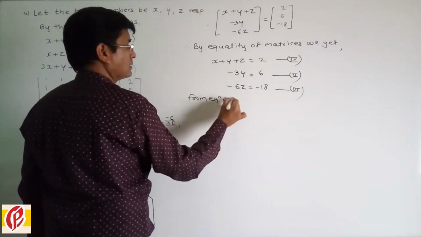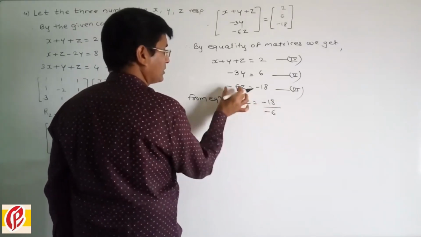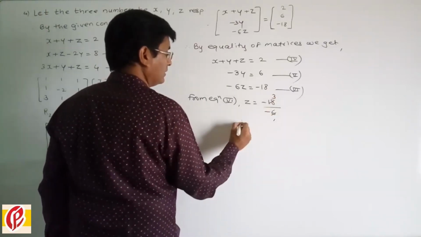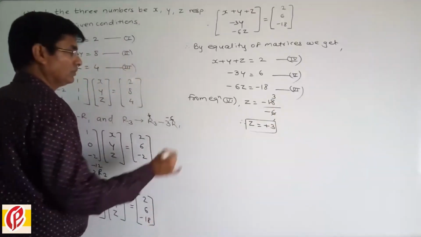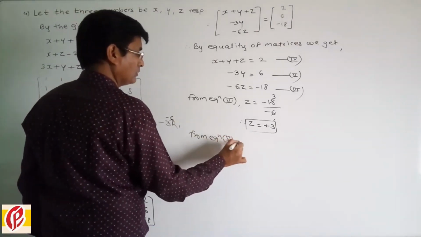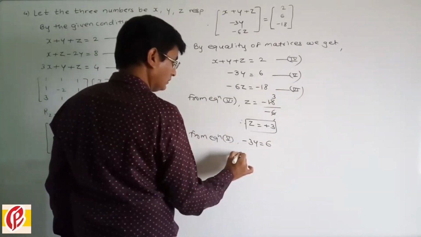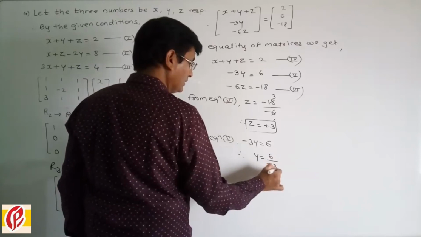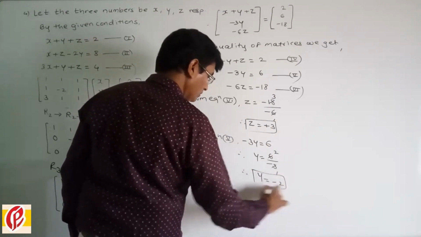So from equation 6, z is equal to minus 18 divided by minus 6. Shifting this minus 6 to this side, it is divided. 6 times 3 is 18. Therefore z is equal to minus minus plus 3, so z is equal to 3. Then from the fifth equation, minus 3y is equal to 6. Therefore y is equal to 6 divided by minus 3. 3 times 2 is 6, so we get y is equal to minus 2.